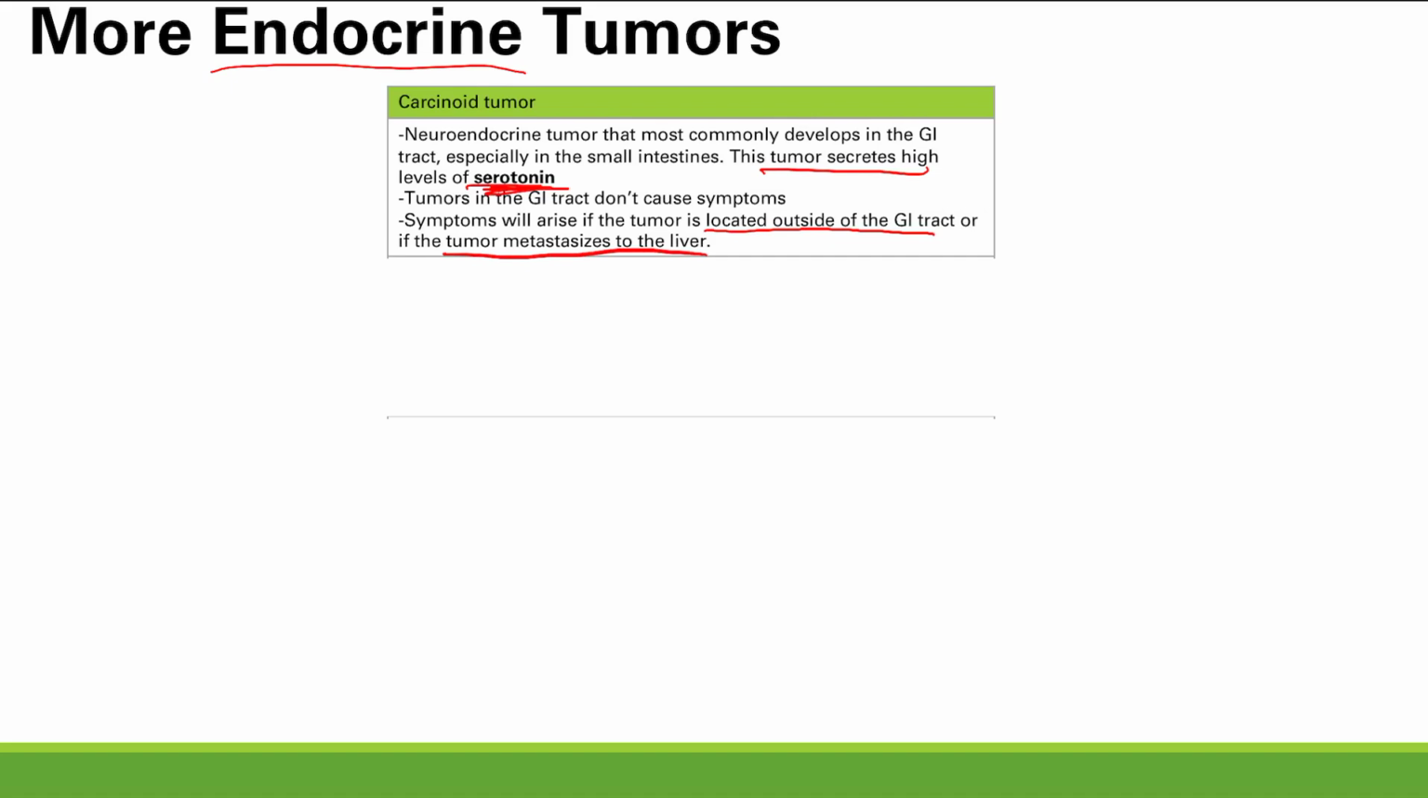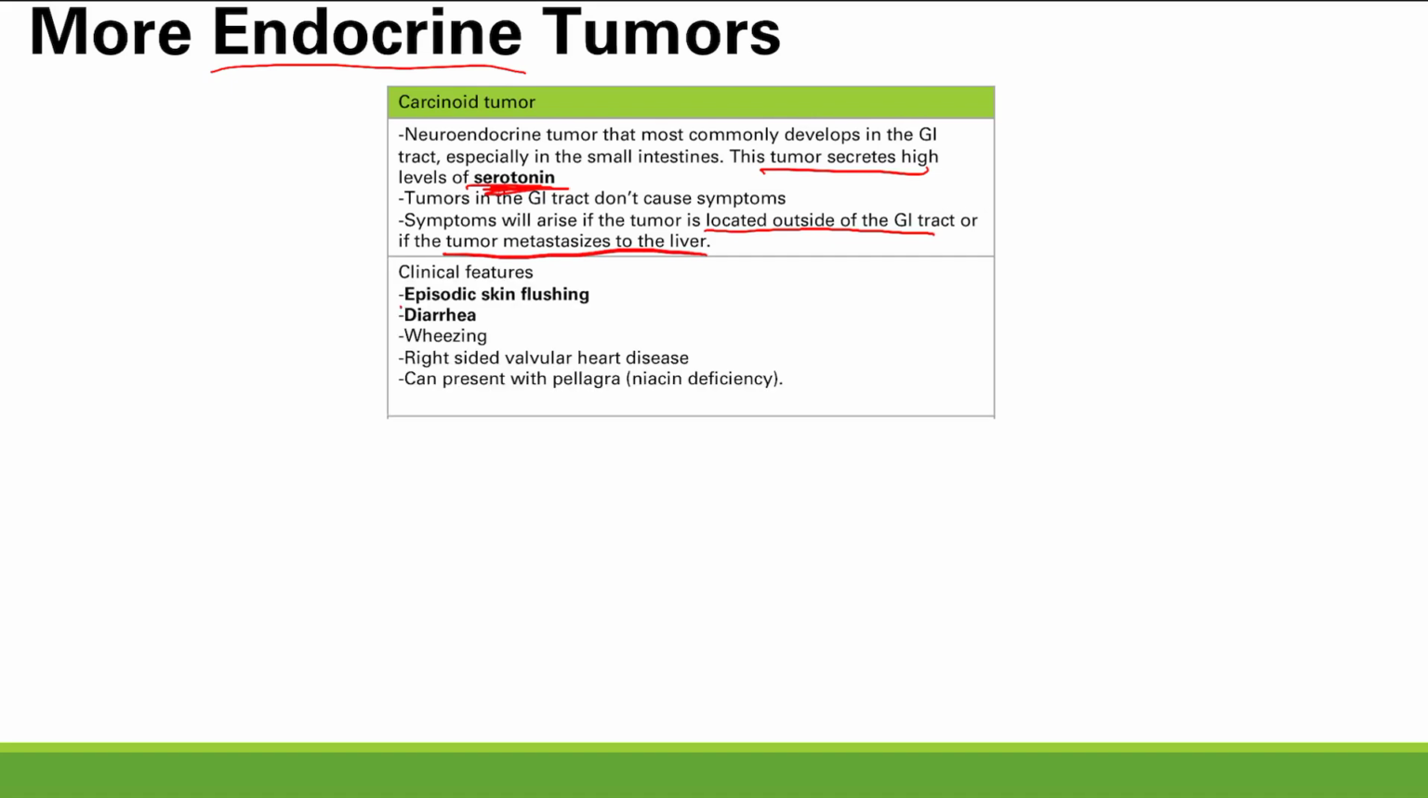Now, what symptoms do you get? First of all, if you do get symptoms, then we call this picture of symptoms the carcinoid syndrome. What you get is episodic flushing, diarrhea, wheezing. Super characteristic. See, episodic flushing, diarrhea, wheezing, it's a carcinoid tumor, carcinoid syndrome. Finally, you can also get right-sided valvular heart disease.